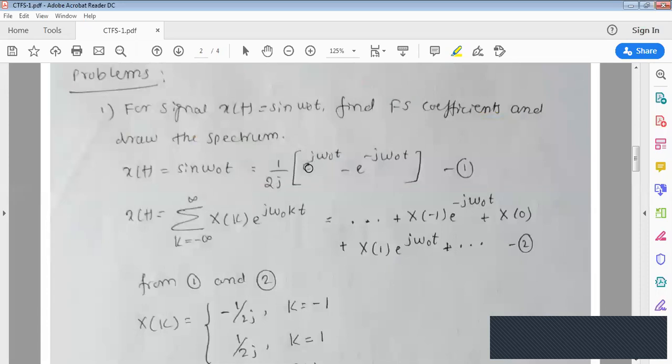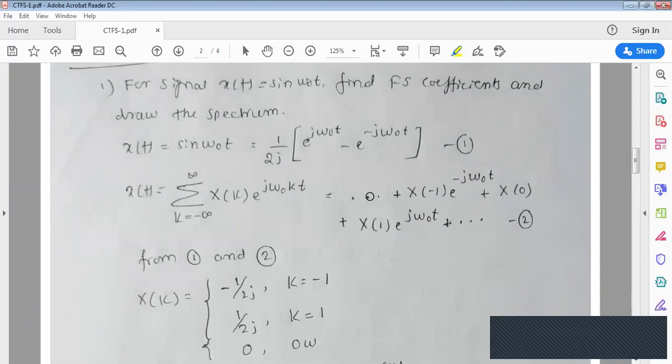Expressed in terms of e power jt, sine of x is equal to (e power jx minus e power minus jx) divided by 2j. Instead of x, whatever I have, omega naught t. Now I know only the analysis equation, that is, x of t is equal to summation from k equal to minus infinity to plus infinity of x of k into e power j k omega naught t. There are only two terms.